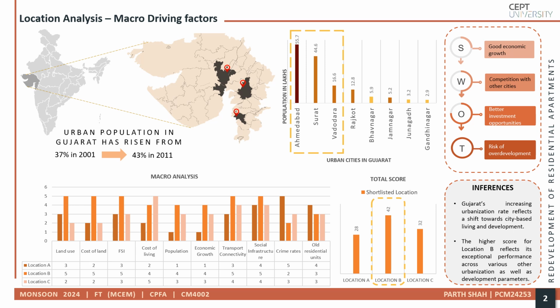Further, a SWOT analysis was conducted for location B. The findings reveal that its strength lies in consistent economic growth over the years, while its weakness is the competition it faces from other cities. The opportunities include better investment prospects, whereas the threats involve the risks of overdevelopment.